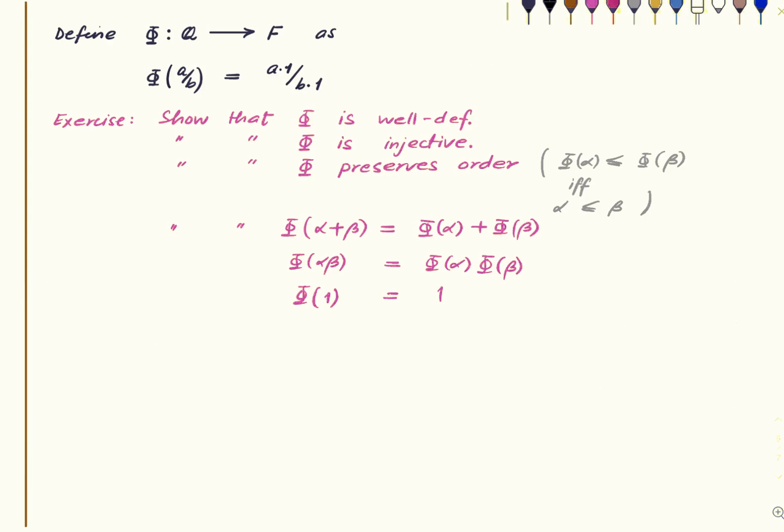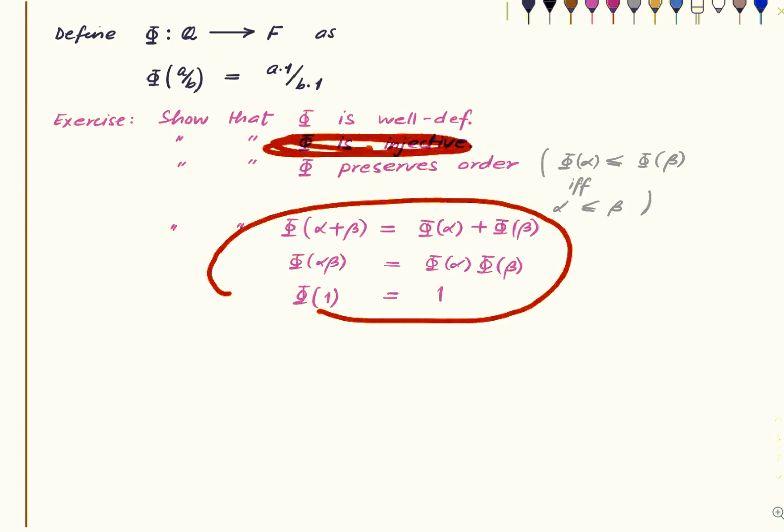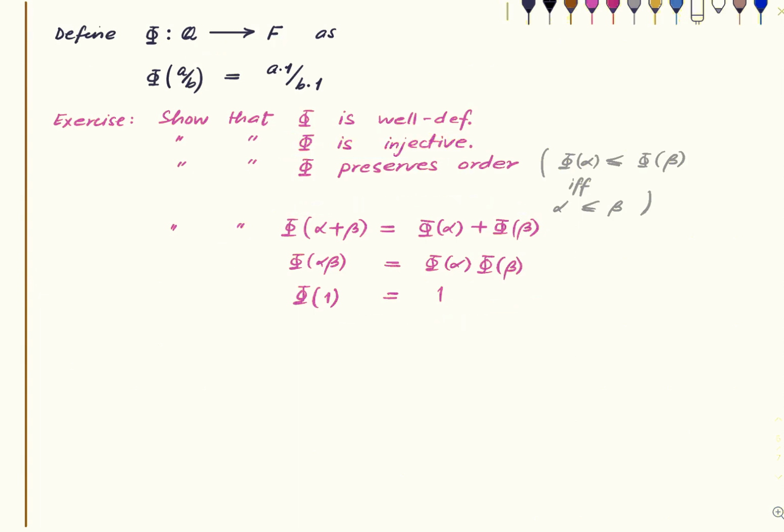So the map phi, first of all, puts the rationals inside F injectively. So there's a copy of rationals inside F as a set. Then it preserves the algebra. And then finally, it also preserves the order. So everything that you can do with rationals, you can do inside F using this identification.